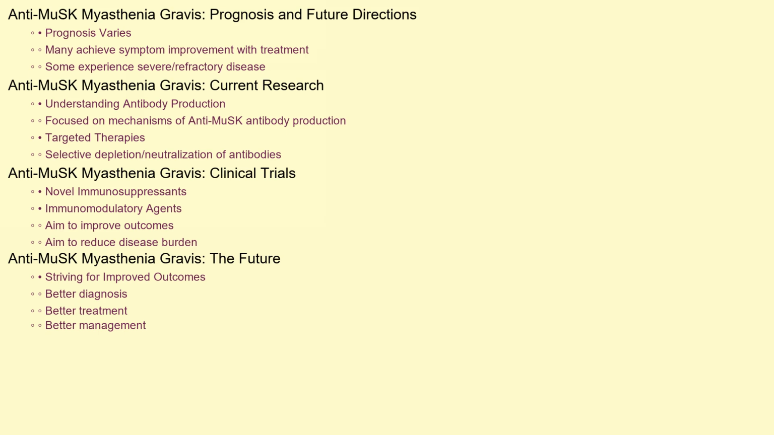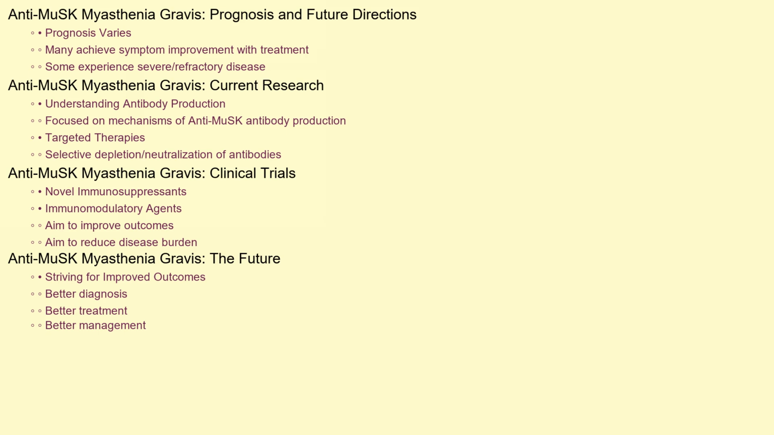The prognosis for individuals with anti-MuSK myasthenia gravis can vary. With appropriate treatment and management, many individuals can achieve significant symptom improvement and maintain a good quality of life. However, some individuals may experience more severe or refractory disease, requiring more aggressive immunosuppressive therapies.